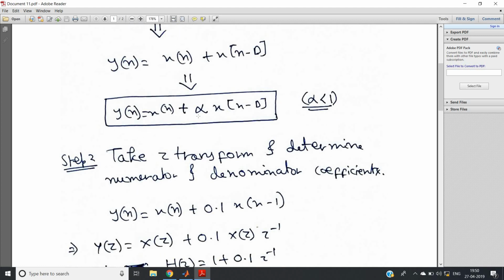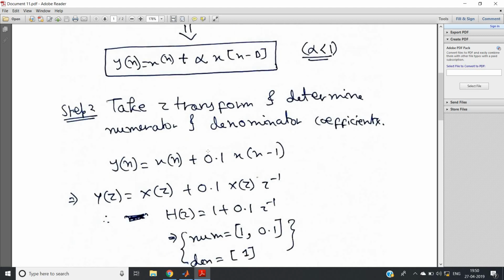To make the derivation simple, let us first assume some values. Let alpha equal 0.1 and this delay d equal 1. Okay, so we can get y of n is equal to x of n plus 0.1 into x of n minus 1. Now you take the z transformation and tell me what is the answer. Y of z equal to X of z plus 0.1 into X of z into z to the power minus 1, right? Because you know that the z transform of x of n minus 1 is X of z into z to the power minus 1.